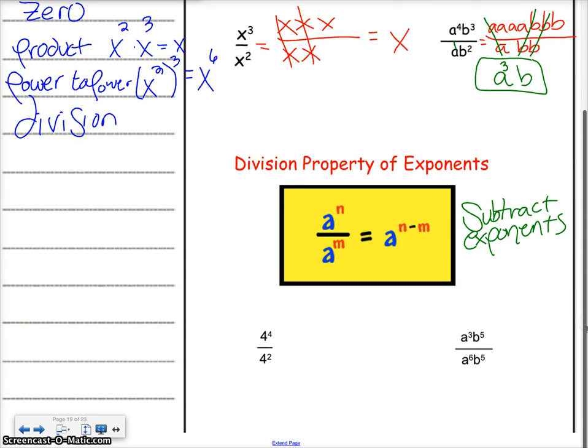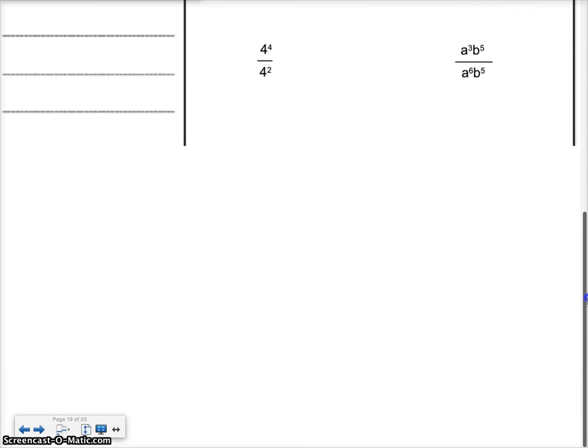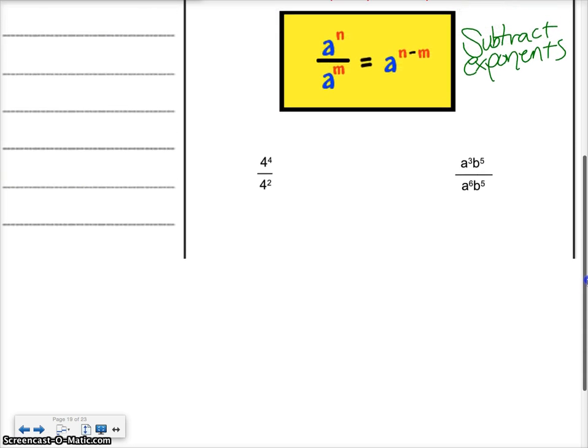So let's apply this first one. 4 to the 4th over 4 squared is equal to, they're the same base, so it would be 4 to the 4 minus 2, which is 4 squared, which is 16. Final answer.